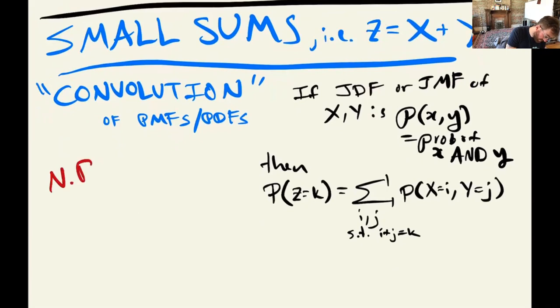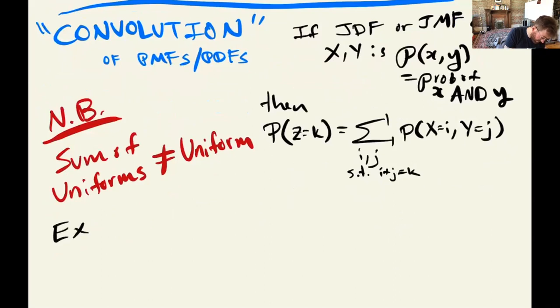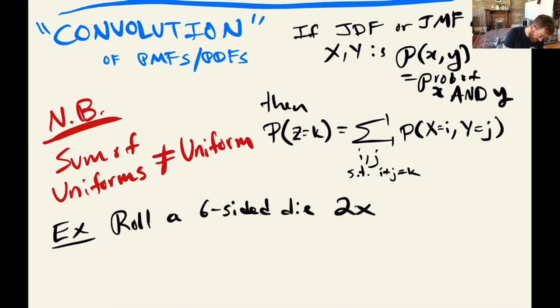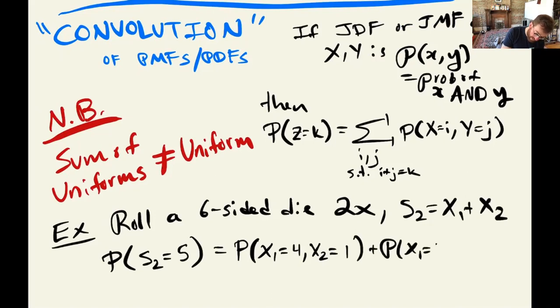But one thing to note is that the sum of, let's say, uniforms is not uniformly distributed. As a quick example, if you roll a dice twice, and you try to compute the probability that S2 equals 5, where we let S2 equal X1 plus X2, the value on the first roll plus the value on the second roll. Well, it's the probability that the first one was a 4 and the second one was a 1, plus the probability that the first one was a 3 and the second one was a 2.